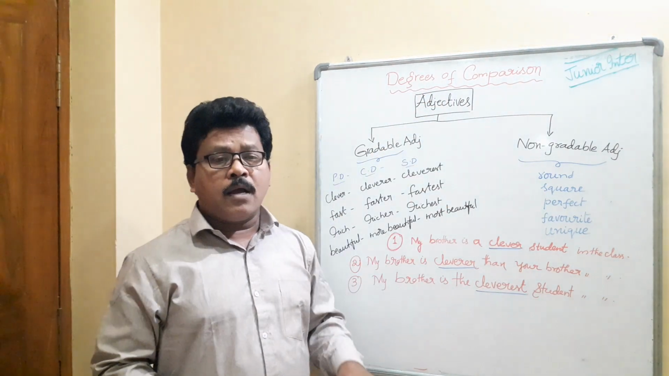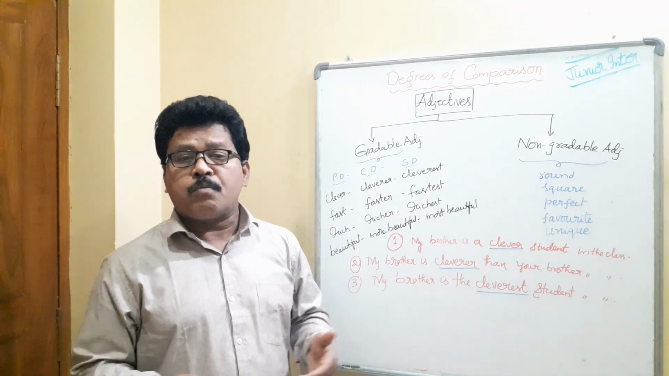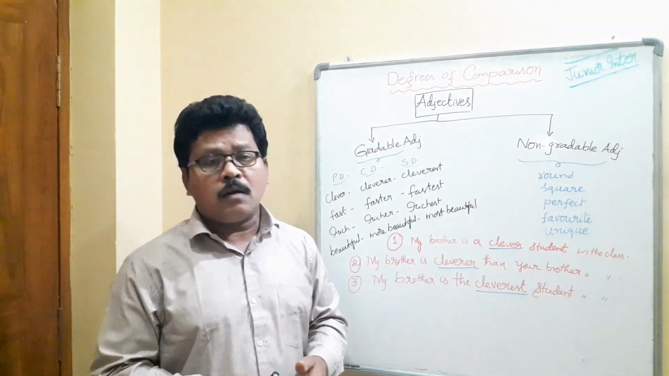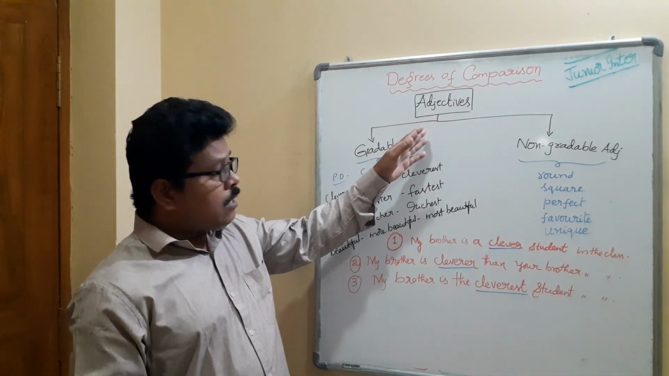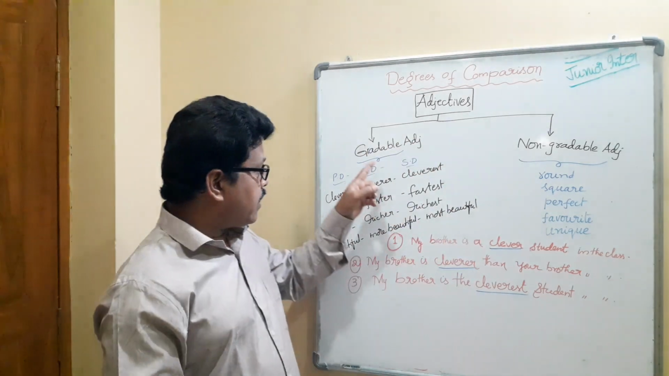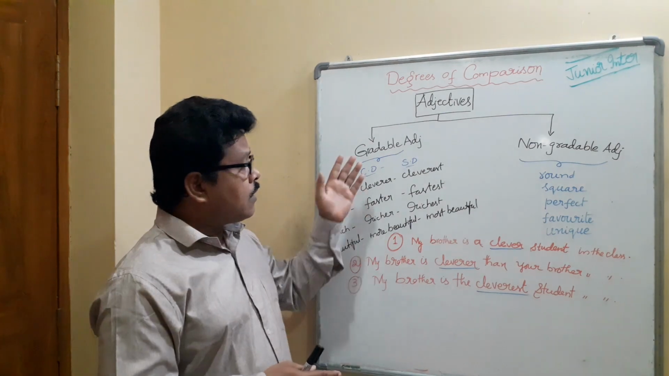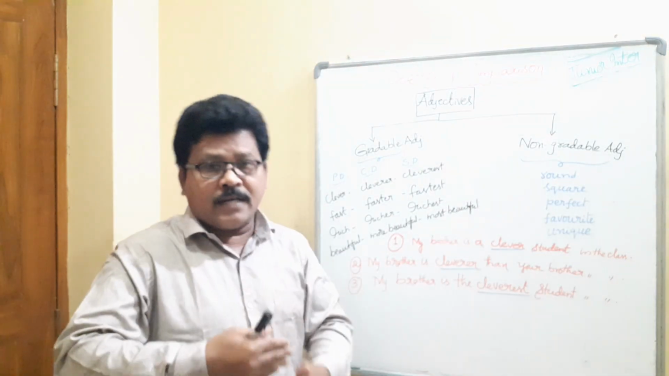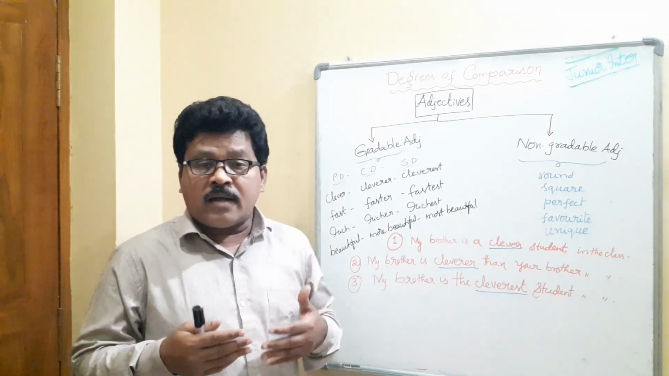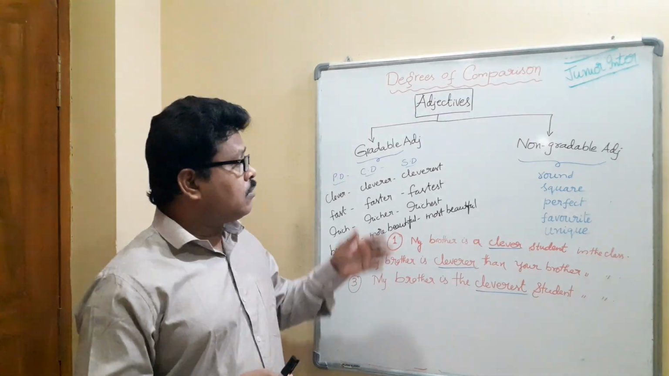So what is an adjective? It's a describing word. An adjective is a word which qualifies a noun or pronoun, which tells something about a noun or pronoun. Adjectives are broadly of two types: gradable adjectives and non-gradable adjectives. What are gradable adjectives? They can be graded. How do we grade our marks? A grade, B grade, C grade, like that. So they can be graded.